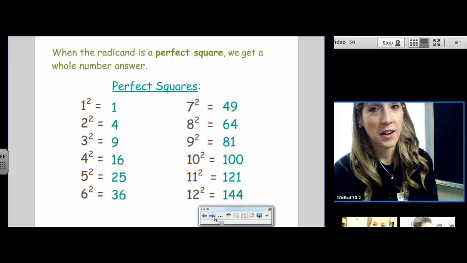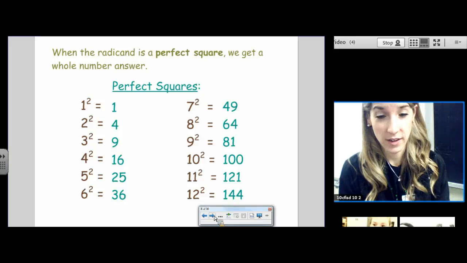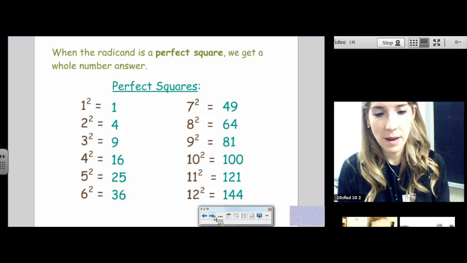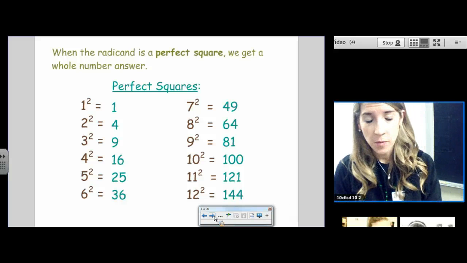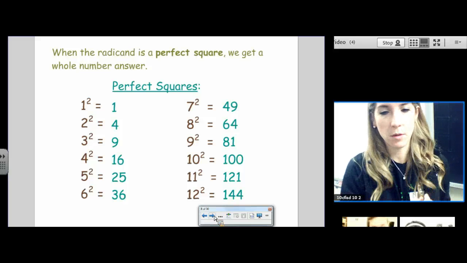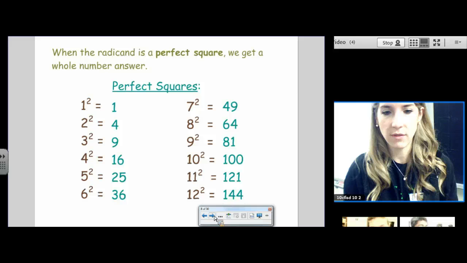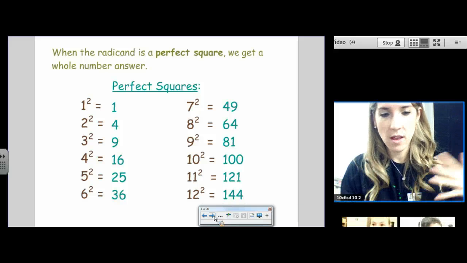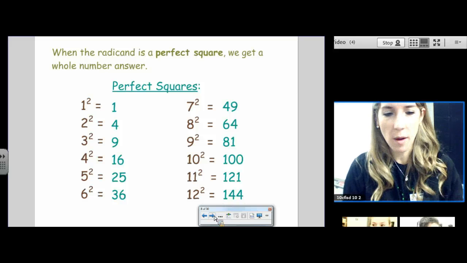It is very useful to know your perfect squares, and I bet you already know a lot of these from 1 to 12. I bet you know these perfect squares, but spending some time at home with these would be greatly beneficial for this unit. Quizzing yourself, what's 5 squared? What's the square root of 64? What's 11 squared? What's the square root of 36? Going back and forth between those is going to help you solve problems quicker, okay?